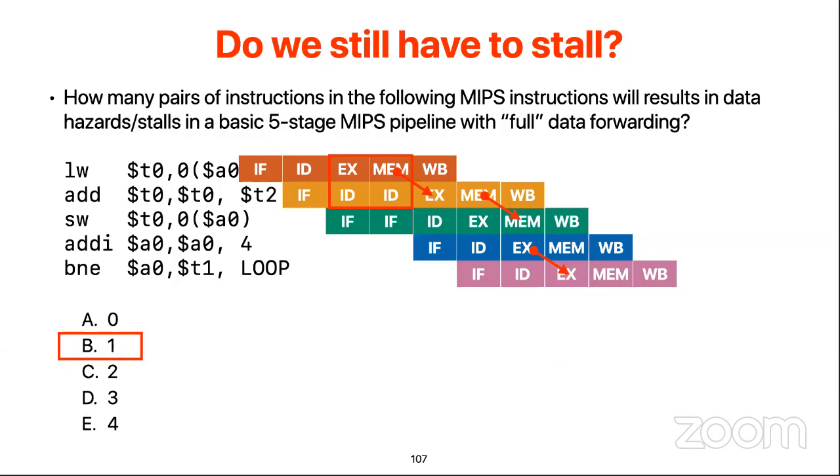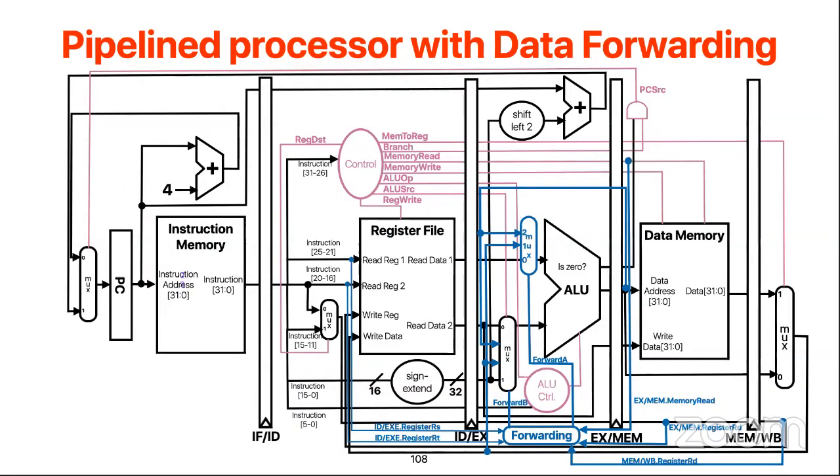The reason there is still a data hazard is that for the load word instruction, we have to wait until the end of the memory stage. So if you have another instruction depending on the load instruction, you just have no choice but to wait. So that's the only data hazard that you will see with a processor that supports data forwarding.